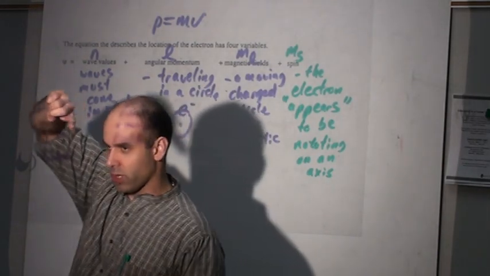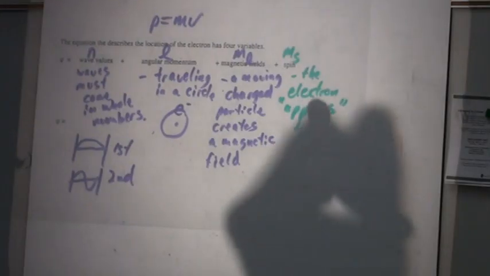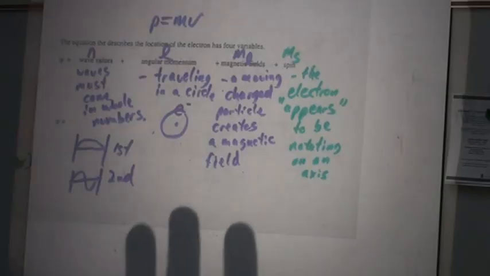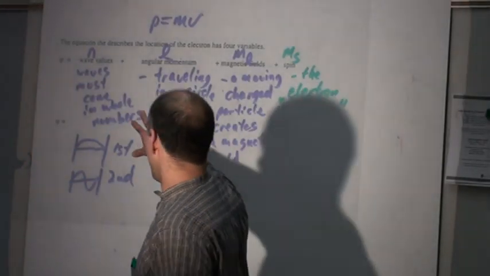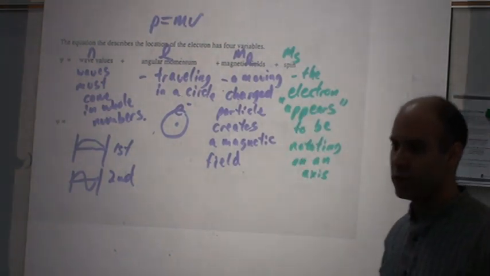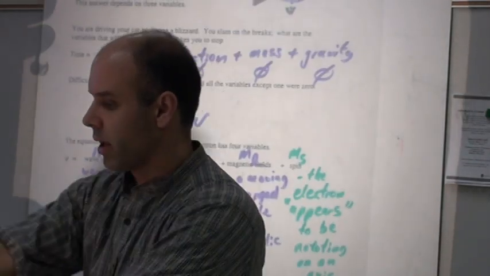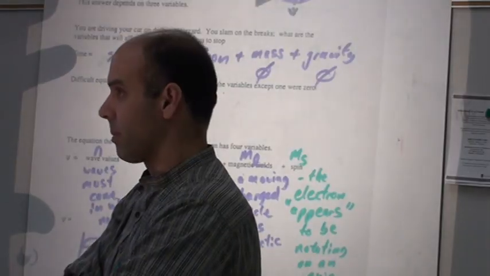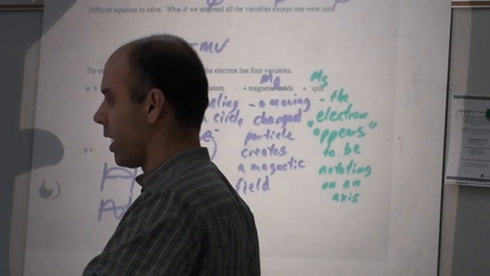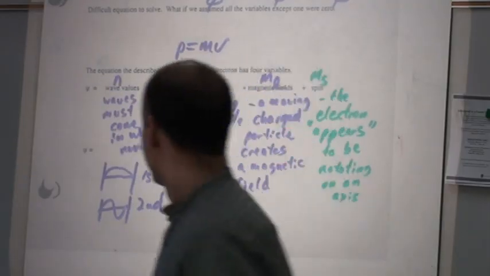The electron can rotate clockwise or counterclockwise. This is more like a particle property. The Earth can rotate two directions, clockwise or counterclockwise. So these are the four variables that affect the location of the electron, just like these are the four variables that affect the time it takes your car to stop. Any questions so far?